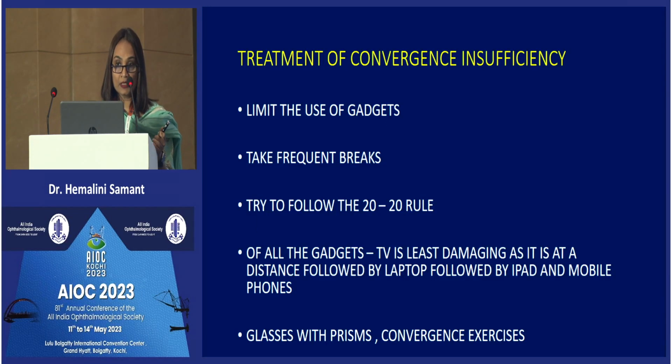Treatment of convergence insufficiency is simple. Limit the use of gadgets. Amongst all the gadgets, I tell the parents that the TV is the best because it's at a distance, followed by the laptop, followed by the iPad, but the mobile phone is the worst. Take frequent breaks. Try to follow the 20-20 rule, and treat the patient with either convergence exercises or prescribe glasses with prisms. In the worst scenario, you can opt for surgery.